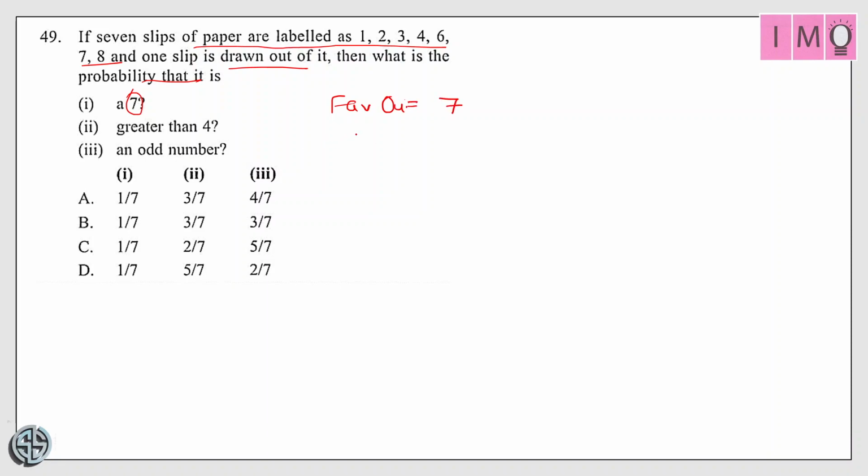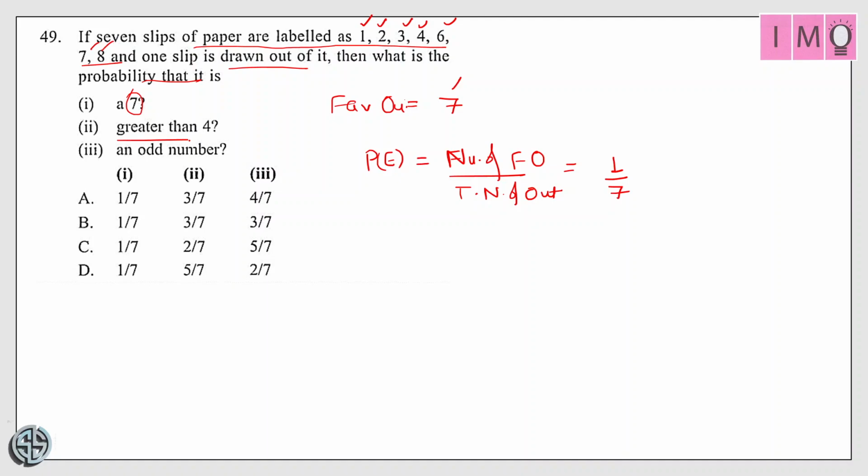So now you can see the favorable outcome here, if I write, it is 7. So to find a probability, what is the formula? Probability of any event is the number of favorable outcomes upon total number of outcomes. You can see there is only one favorable outcome, so the number of favorable outcomes will be 1, and the total number of outcomes, you can count 1 2 3 4 5 6 and 7. There are total 7 outcomes, so the probability of the first event is 1 by 7. In all of the options 1 by 7 is there.